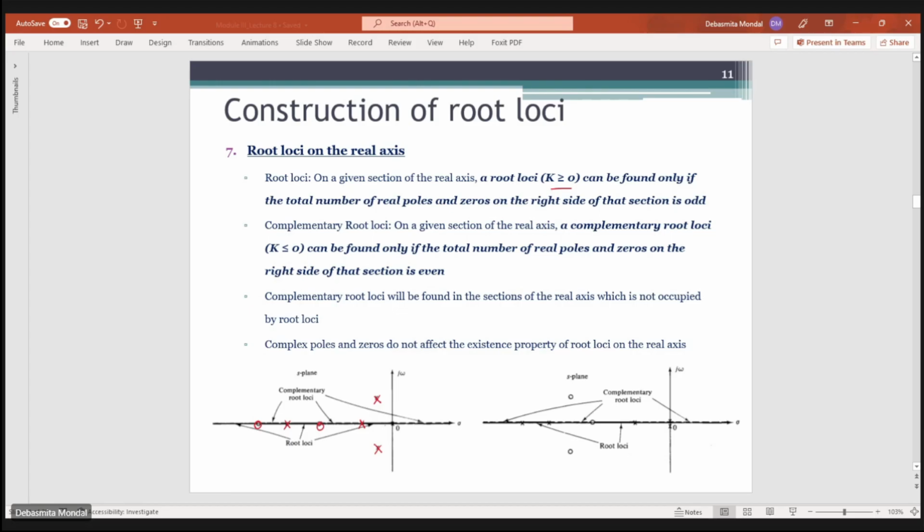Okay, so while we are considering the existence of root locus on the real axis, the presence of complex poles and zeros does not affect the existence property of the root locus on the real axis. So we are only concerned about the real poles and zeros which are present on the real axis.